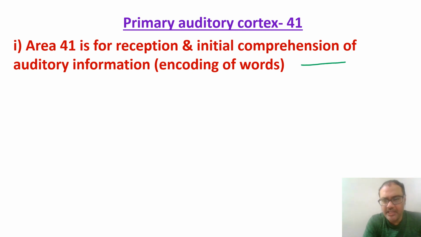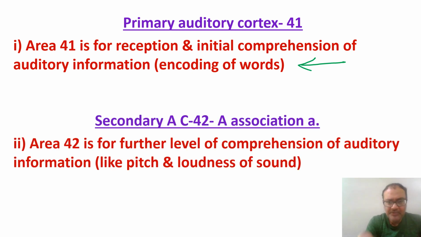We can see it in the form of text also. The first function is of the primary auditory cortex, area number 41, that is reception and initial comprehension of auditory information, or encoding of words. From here information goes to the secondary area, that is function number 2, the secondary auditory cortex or auditory association area, and this area is for a further level of comprehension of auditory information like frequency and loudness of sound.